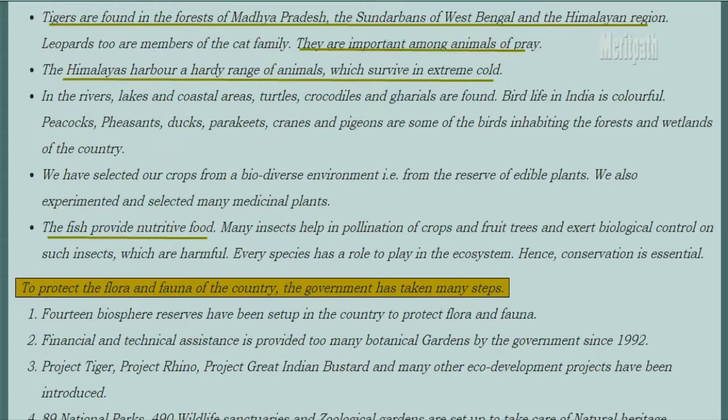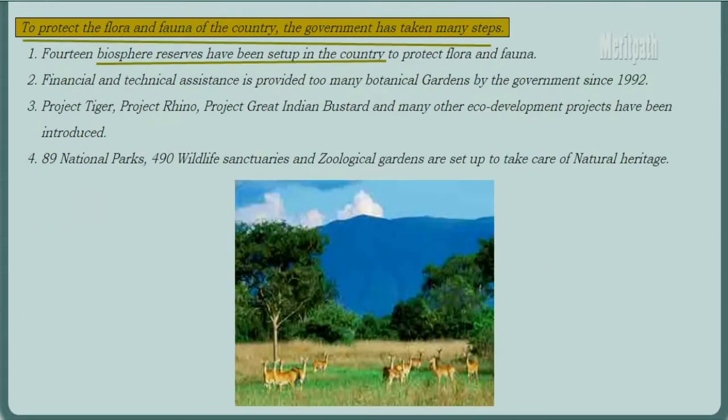So every species has a role to play in the ecosystem, and hence conservation is very much essential. To protect the flora and fauna of a country, government has taken many steps. Biosphere reserves have been set up in the country. Financial and technical assistance is provided to many botanical gardens by the government since 1992.